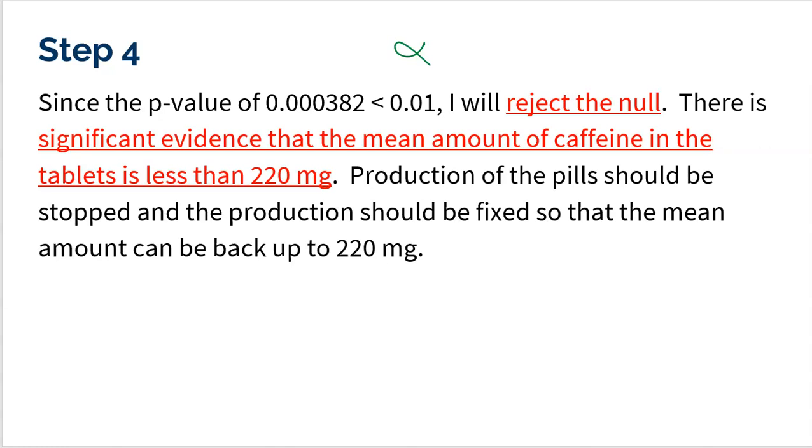Because if I work for this company and I just found out, oh my gosh, the mean in these pills is not 220, it's less than 220, well then I should probably do something about it. And that's why I added that extra sentence there. So, when you actually sit back and look at this problem and follow the steps, I think it's very interesting. I think it's a cool process. I think it should make a lot of sense to you. And individually, each step's pretty easy.